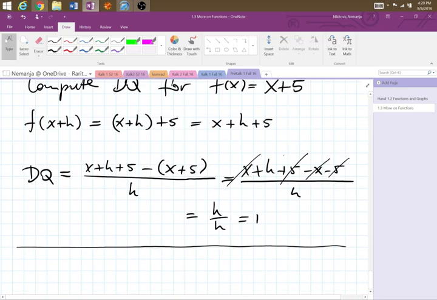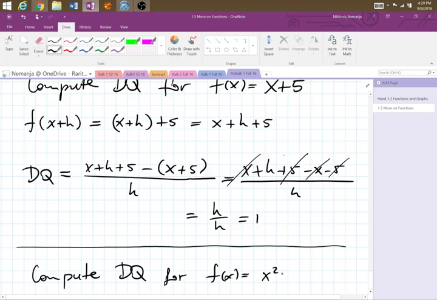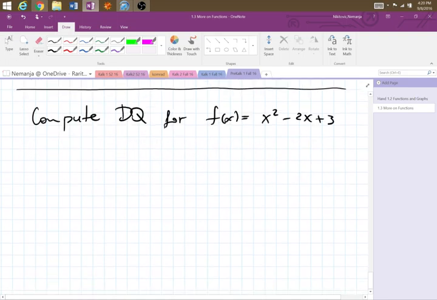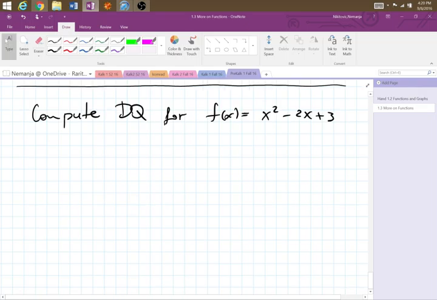Let's take a look at a more spicy example. So compute the difference quotient for f of x equals x squared minus 2x plus 3. So who can tell me what is the f of x plus h now?